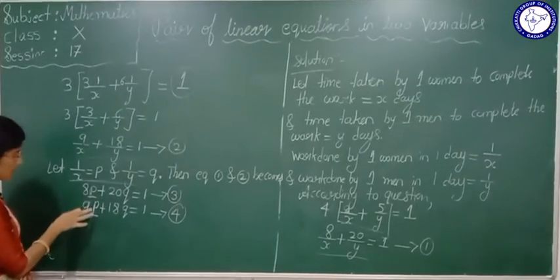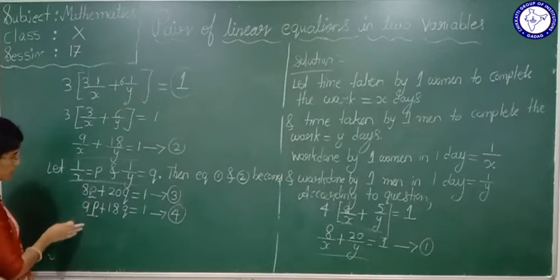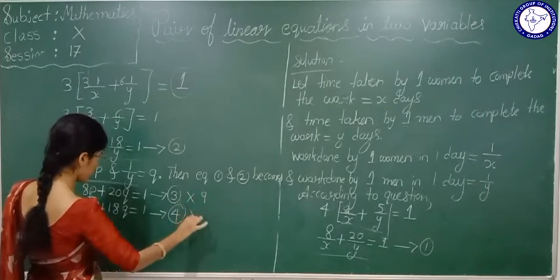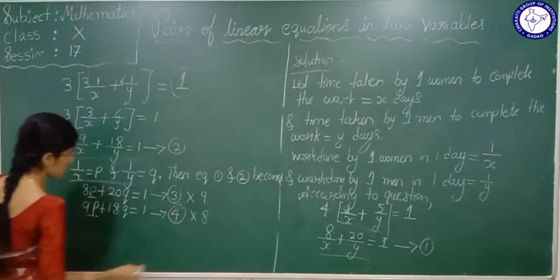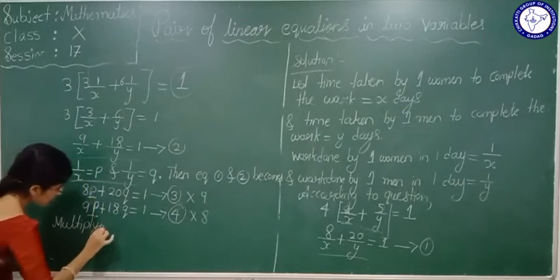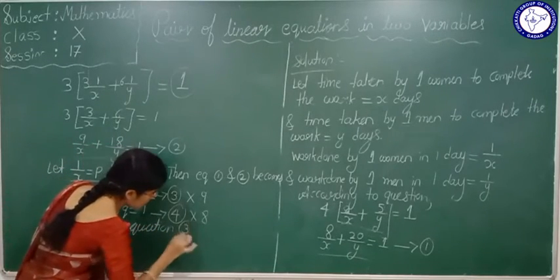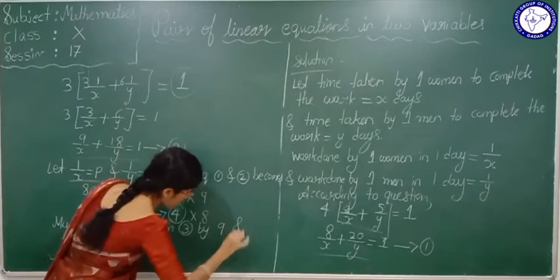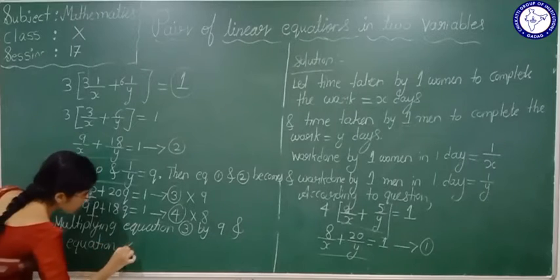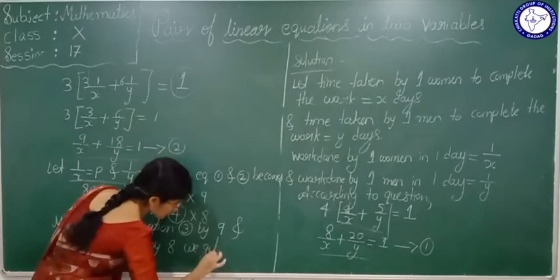To eliminate p, the p coefficients should be the same. So what I will do is multiply equation 3 by 9 and equation 4 by 8. Multiplying equation 3 by 9 and equation 4 by 8, what will we get?